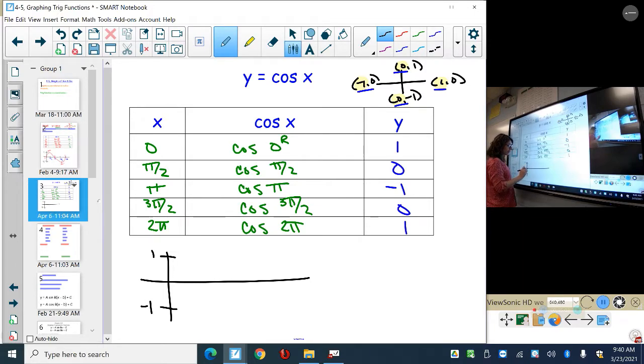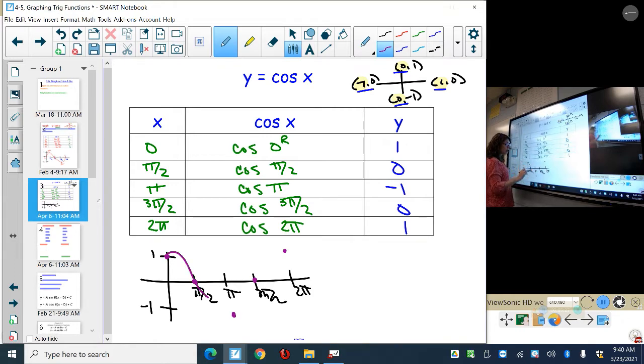And I still am going to have 0, pi over 2, pi, 3 pi over 2, and 2 pi on my axis. Okay? So now we're going to go ahead and graph these. At 0, I'm now at the value 1. At pi over 2, I'm down to 0. At pi, I go all the way down to -1. At 3 pi over 2, I'm back to 0. And at 2 pi, I'm back to 1.